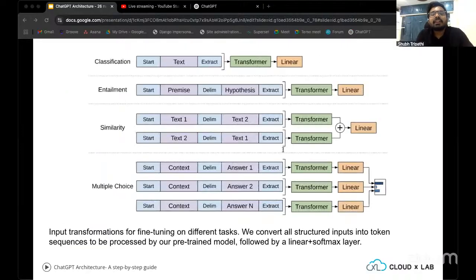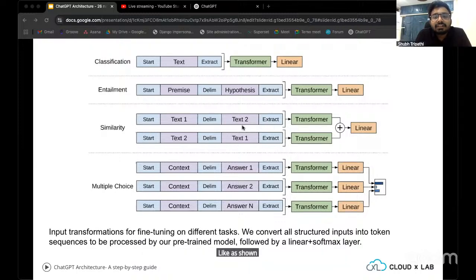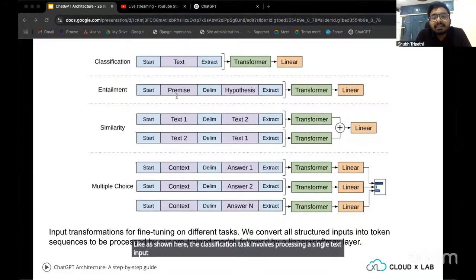Once we have a pre-trained model, we can fine tune it for a specific task by structuring the input in a way the model can understand. As shown here, the classification task involves processing a single text input, while the entailment task compares two sequences. Similarly, the similarity task evaluates how close two texts are, and the multiple choice task involves selecting the best answer based on context. By transforming input into token sequences, the model adapts to different applications with minimal modifications.